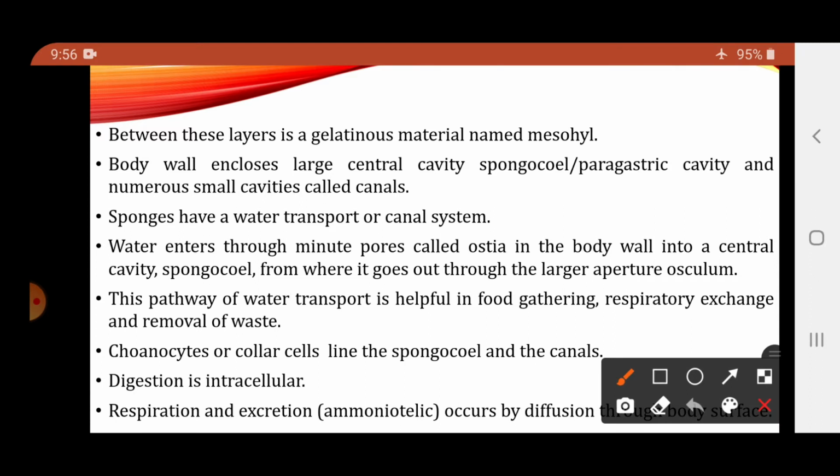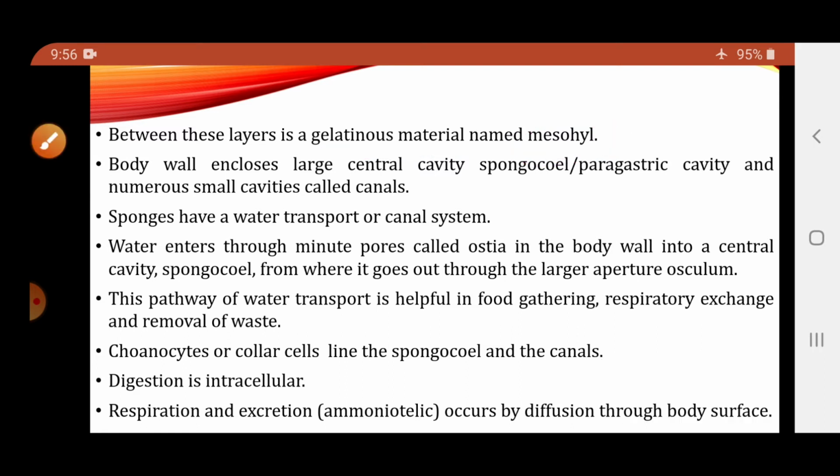Now, between the outer layer and inner layer, that is between pinacoderm and coenoderm, there is the presence of a gelatinous material, and that gelatinous material is called the mesohyl. What is it called? It is called the mesohyl.